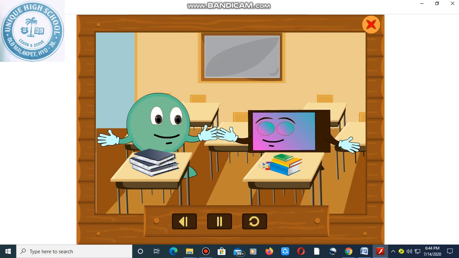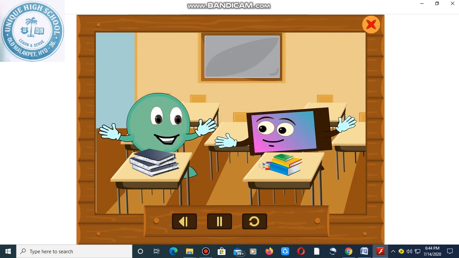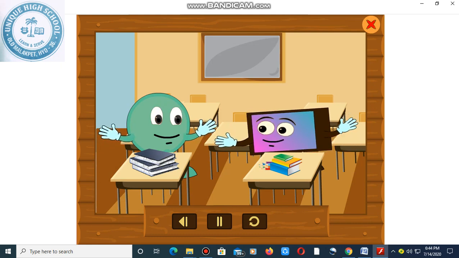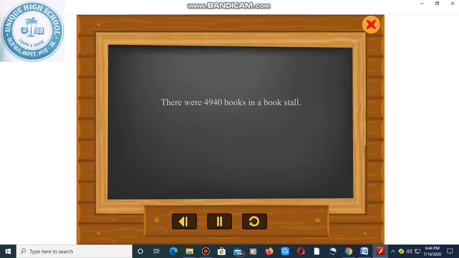Now I'll give you an example. You have to answer, okay? Yeah, okay. I'm ready. There were 4,940 books in a bookstall. 2,820 books were sold in a month. How many books are left in the bookstall?